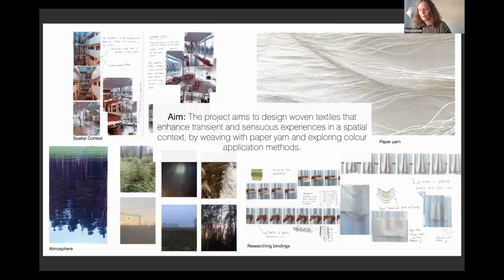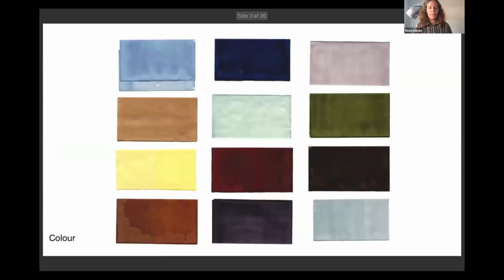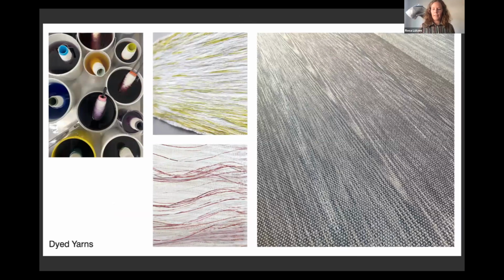An important aspect of my work is to work with atmosphere, both for the textiles and the context the textiles are in. A tool for that is working with color. I've been working with this analog color library that I have translated into dyed yarns. I've used this technique where I get irregular dyes that give a lot of details and gradients to the yarns.